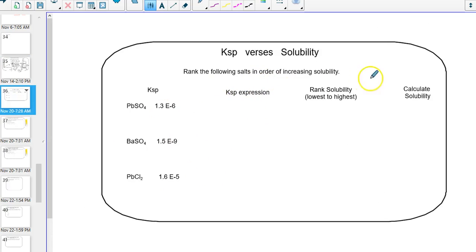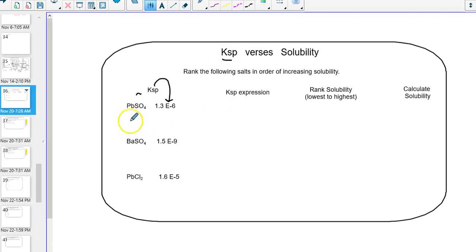Rank these in order of increasing solubility. Now, as I mentioned, if you have the same expression, then you can use the same solubilities. Another thing you might note is our Ksp values are very small. Again, this correlates to solubility. So we are only using things that are very, very slightly soluble in these situations for Ksp.